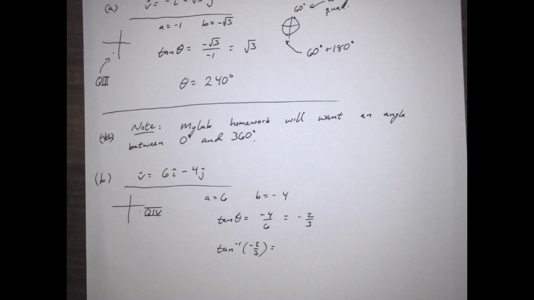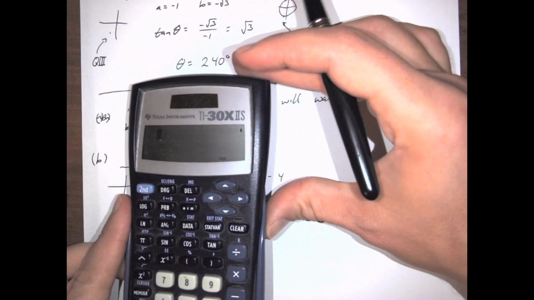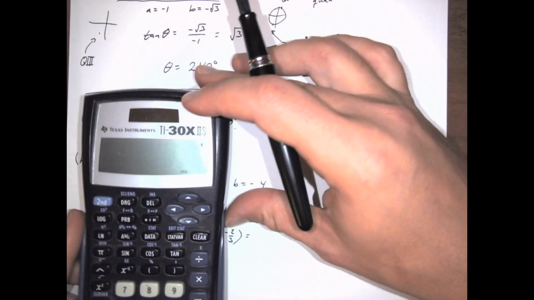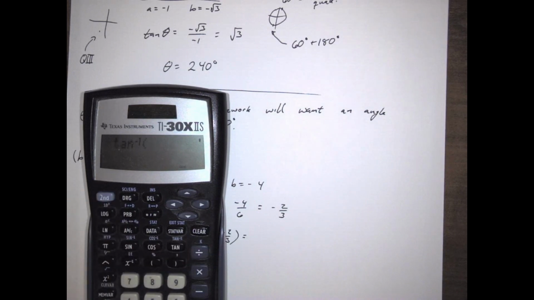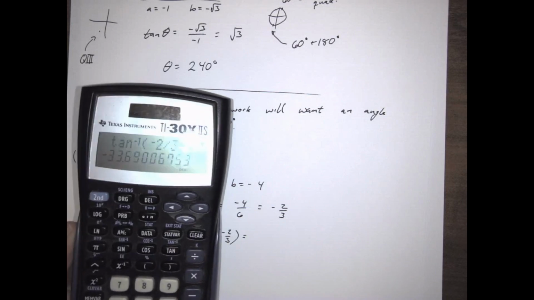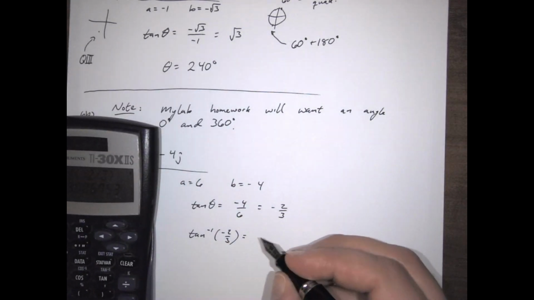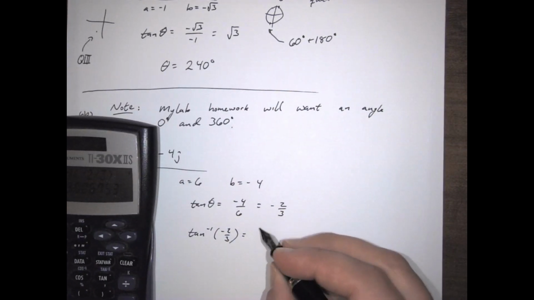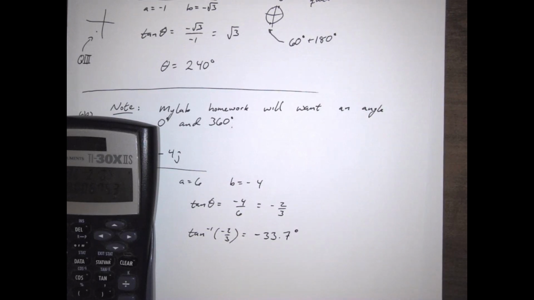and if my calculator is in degrees, then what I will get will look like this. My calculator is currently, it turns out, in degrees. Always check, make sure your calculator is in the mode that is appropriate for the problem. If I do the second inverse tangent of -2 divided by 3, I get -33.69, or MyLab will want you to round to 1 decimal place, so -33.7 degrees.